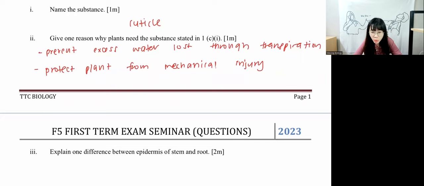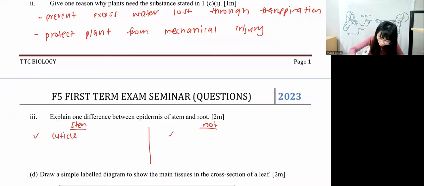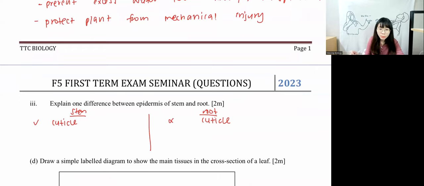Okay, explain one difference between epidermis of stem and root. Epidermis means the outermost layer. The difference between stem and root is one has cuticle, the other one has no cuticle. Very good. This one has cuticle. This one got no cuticle. In exam, you cannot write in table form. Remember, you have to write in sentence. Because explanation requires you to explain your answer. Stem, when there is cuticle, they can prevent excess water loss.